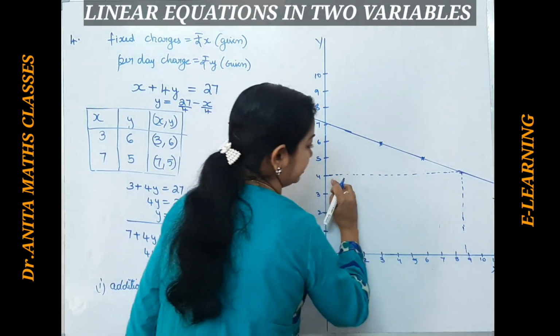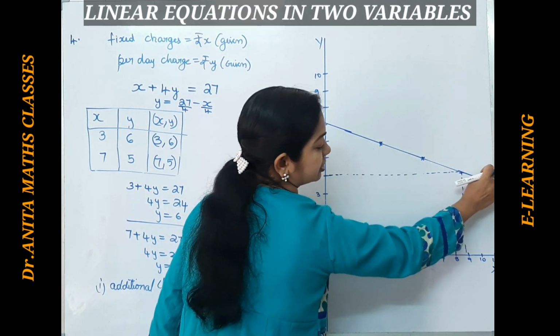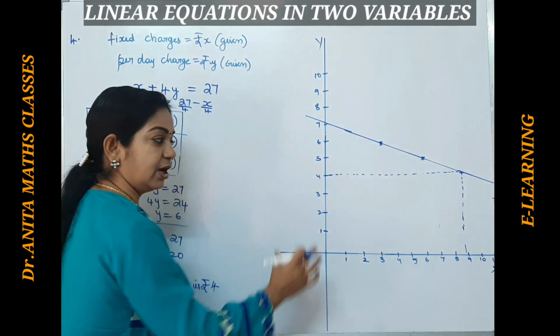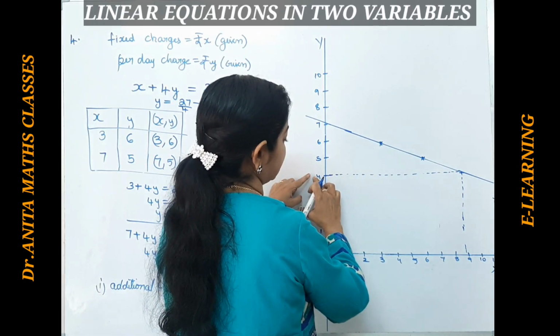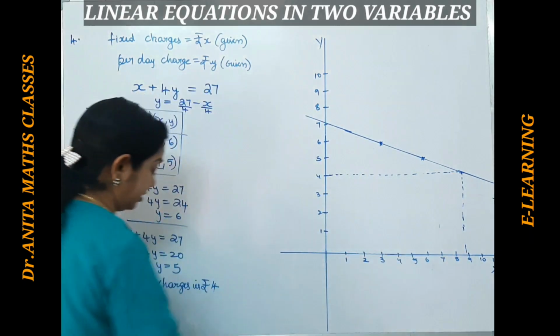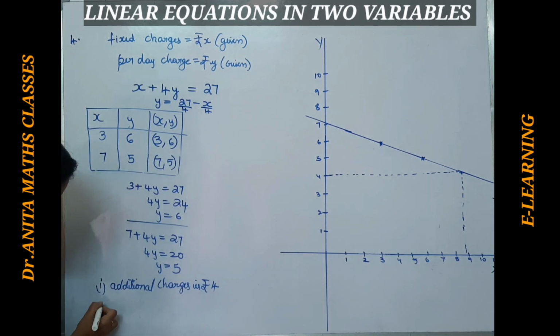Here my line is not that straight on the graph sheet, because it is not measured. But on your graph sheet, you will get some point for 4. There you note that point. And now the second one.